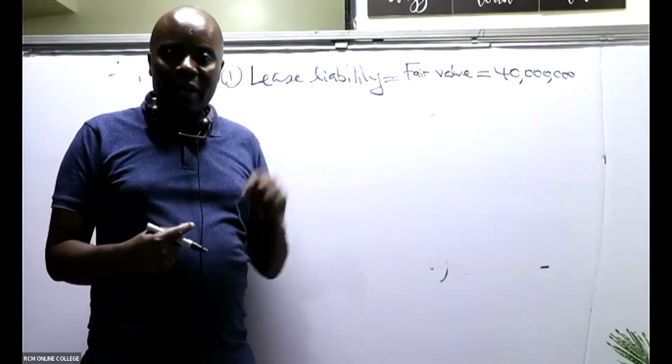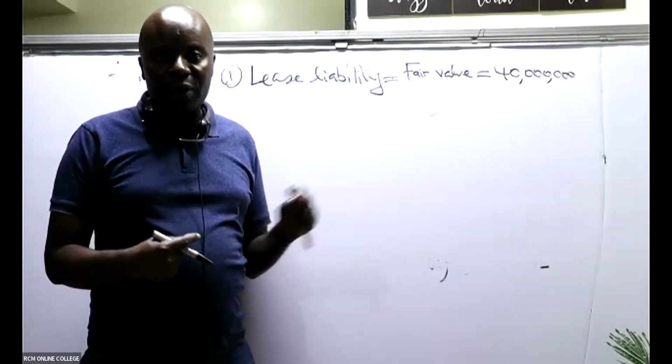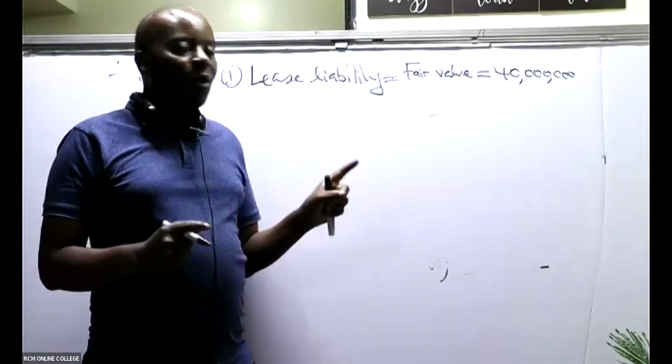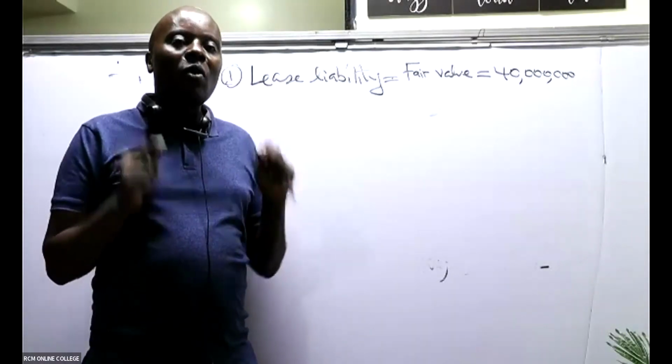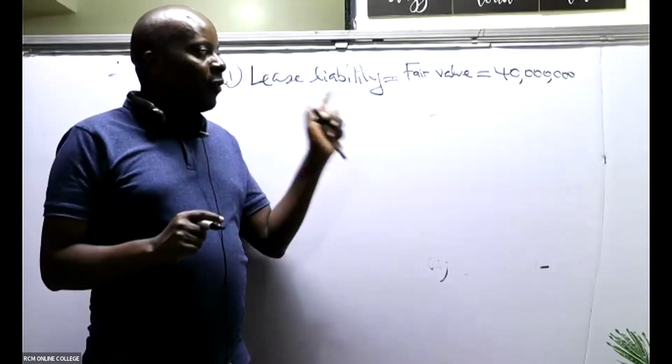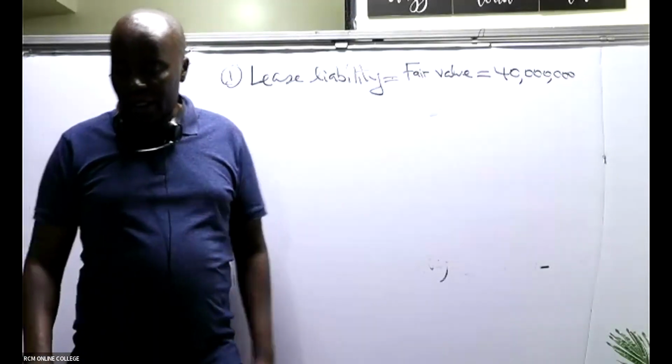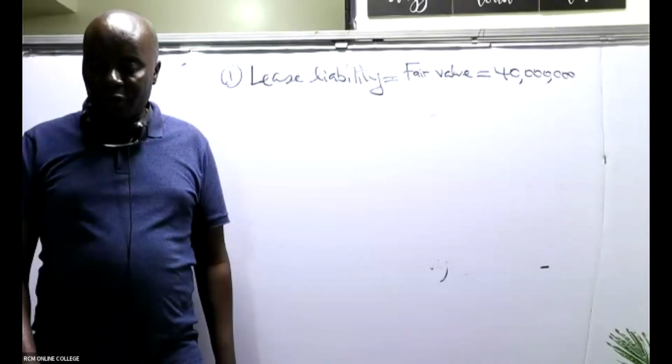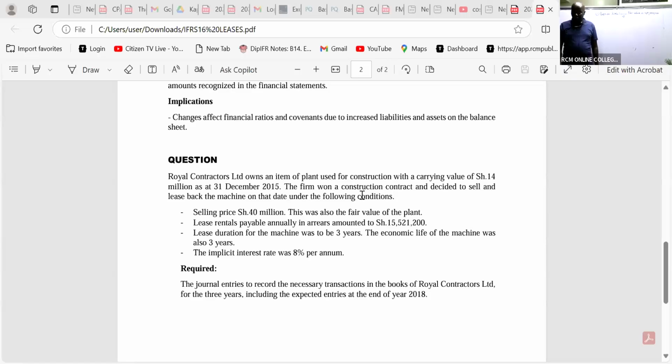Because I've been given fair value, I don't need to discount at all. Because lease liability, which is the present value of all the lease rentals, shall always be equal to the fair value of the asset. In this case, they have told us the fair value of the asset here: the selling price, 40 million. This was also the fair value of the plant.